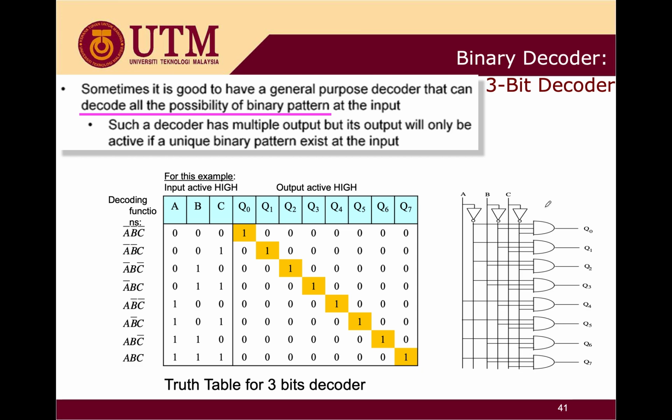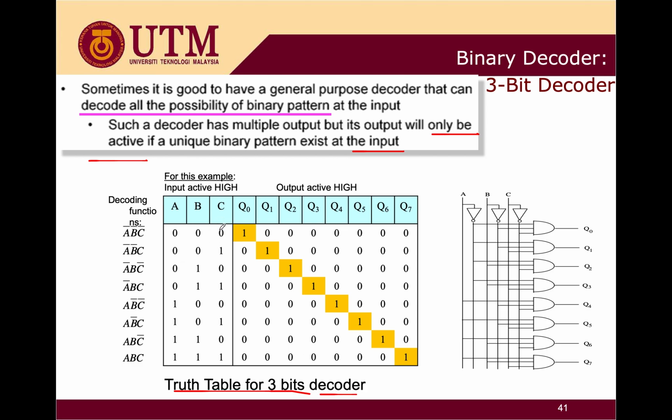And in this slide, you're going to look into the 3-bit decoder. As you know, there are 2 types of decoder, 3 bits and 4 bits, that we're going to touch on in our module 6. But sometimes it is good to have a general purpose decoder that can decode all the possible binary patterns at the input. The decoder has multiple outputs, but an output will only be active if a unique binary pattern exists at the input. So this is the example of a truth table for a 3-bit decoder.